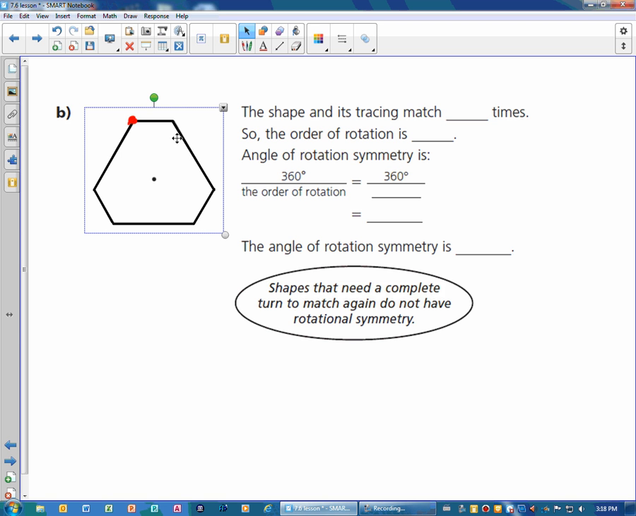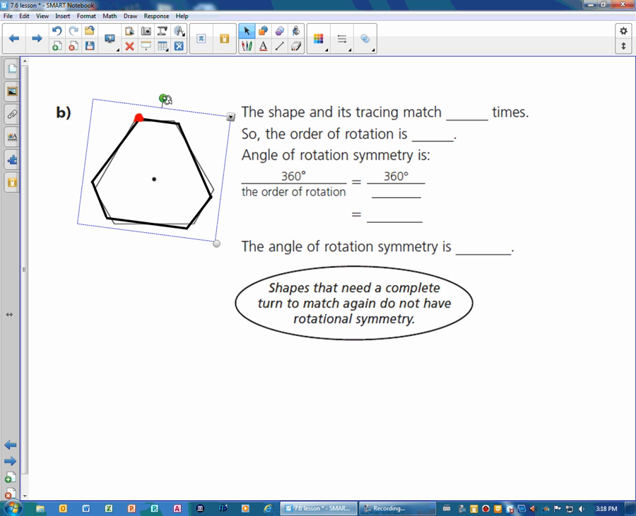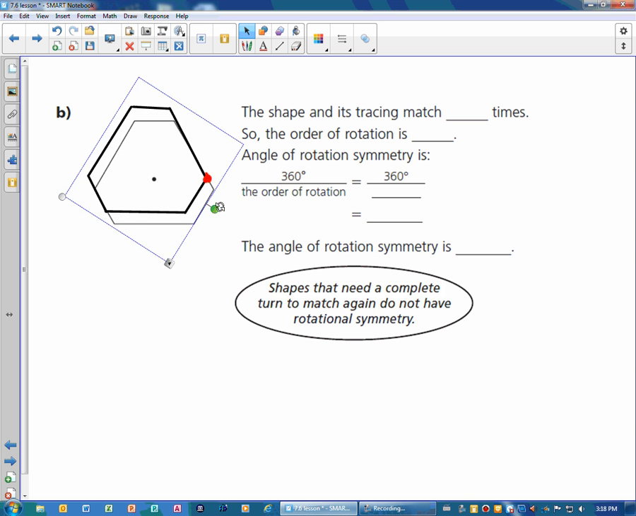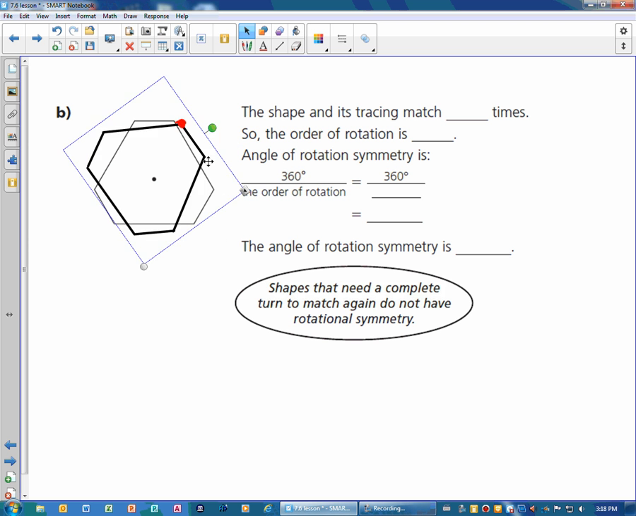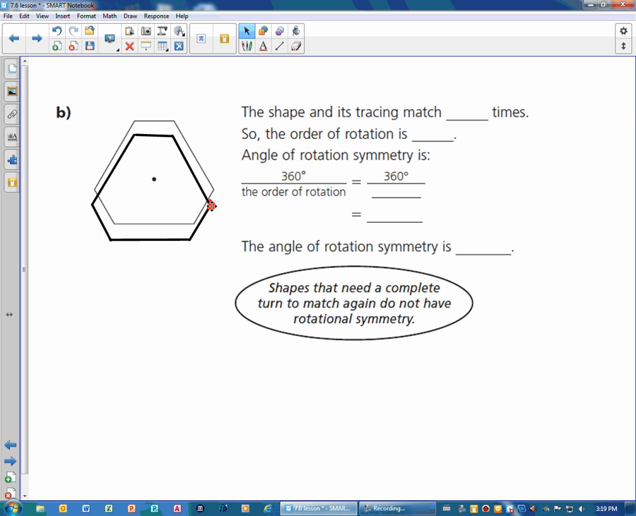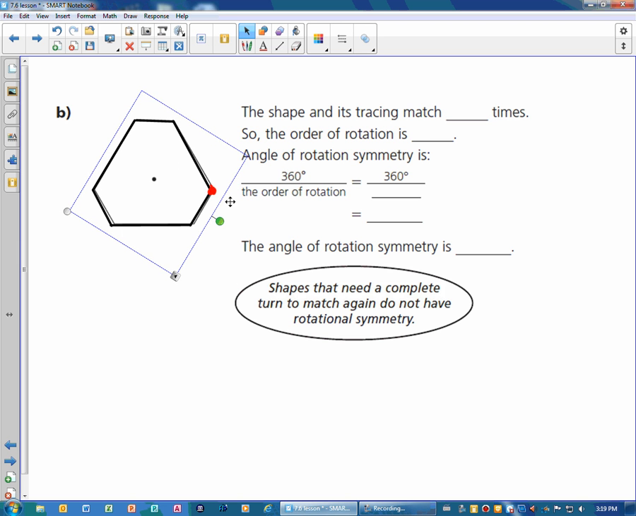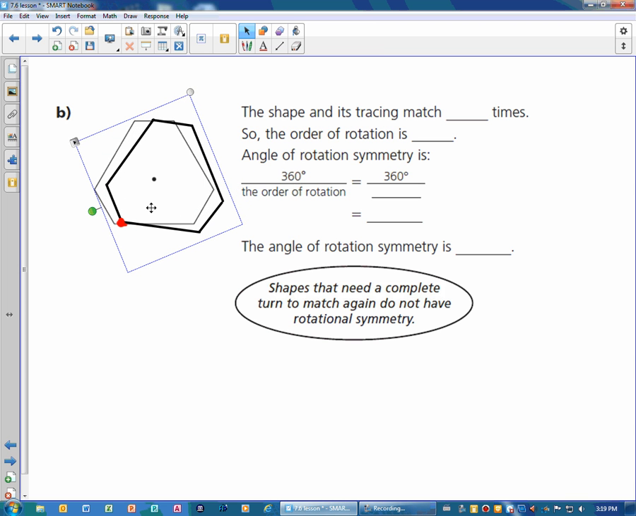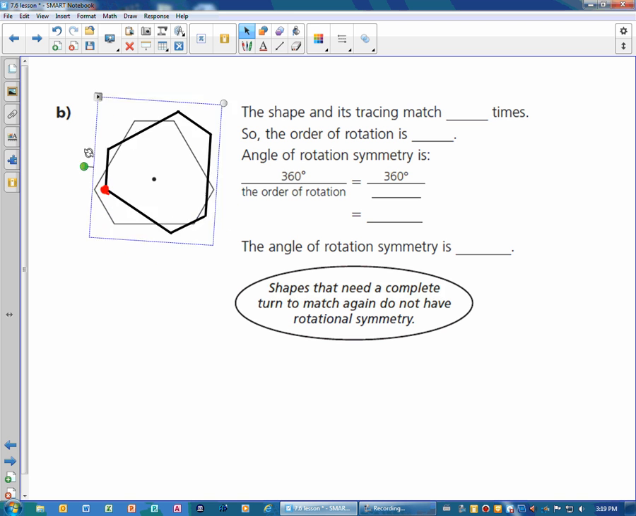Okay, so if I start turning it, it's going to sit on itself. Let's see. Is it okay to kind of slide it? 1. 2. Well, it doesn't work, does it? It doesn't slide on top of itself at all. I'd have to move it, and that's not how it works.